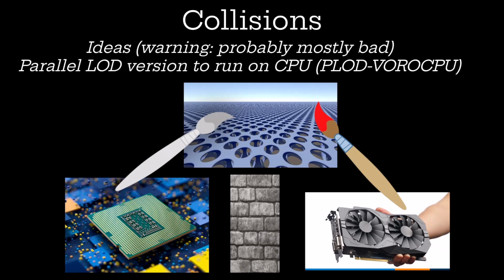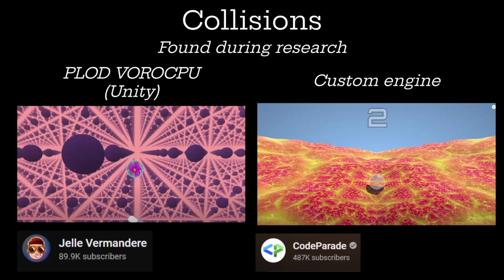Now, my final idea was a parallel level of detail, or LOD, version to run on the CPU, which I am going to dub the PLOD-versus-GPU method for the rest of this presentation. Using this method, essentially the CPU would also run all the same code the GPU does, but at a lower resolution. I found two great videos during my research. I believe Code Parade has its own custom engine, so I wasn't really able to get a lot from that. But it appears that Jelle used this method in his game, and I knew it was made in Unity, so that's really great, and I knew it was possible.